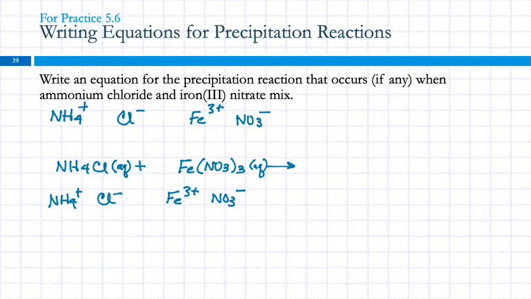And now we're going to predict what the products might be. So we're going to swap partners. So ammonium came with chloride. We're going to have ammonium meet up with nitrate and see how that goes. So these two we're going to pair up, and then iron and chloride we're going to pair up.